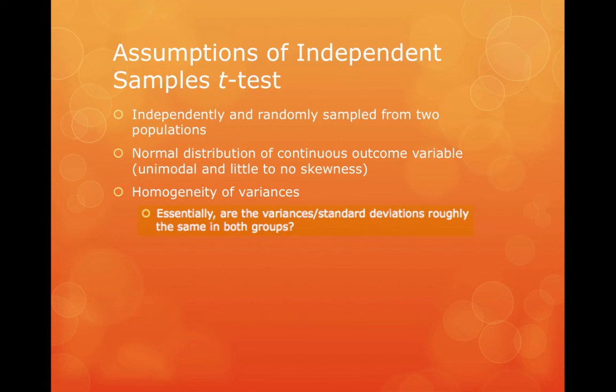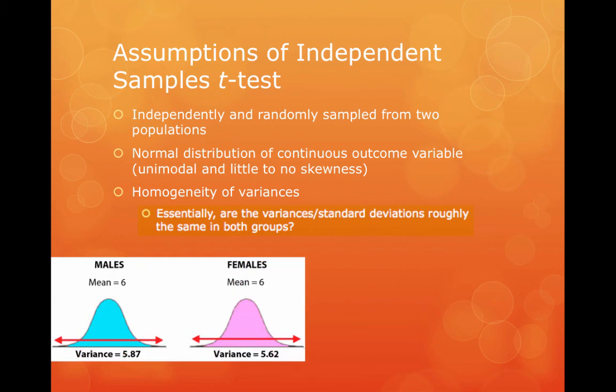So take, for example, this image. We have males and females, and we have the same central tendency measure. They both have the same mean of 6. Looking at their dispersion measure, their variability, we see that it's roughly the same, 5.87 for males, 5.62 for females. It's very, very slight variability, but essentially the same variance.